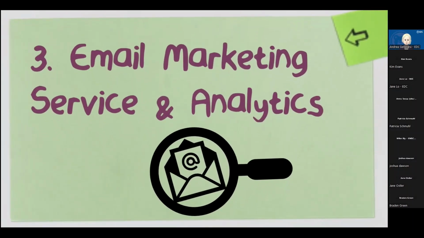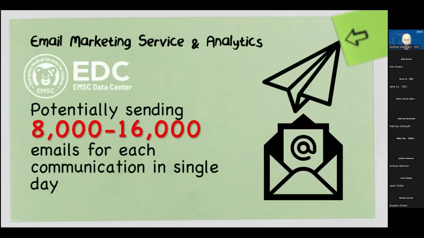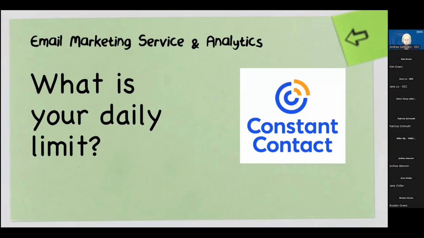All right, so now let's talk about the lessons we learned through the email marketing service and analytics. And potentially with the PPRP, EDC could have been sending up to 16,000 emails for every single communication, and ideally to get that sent in one day. So what is your daily limit? Do you even know what your daily limit is? We knew what ours was because a lesson learned from the EMS for Children survey is it would take us almost a week to get, for example, all of the invitations sent because of that daily limit. So we knew we needed something different.